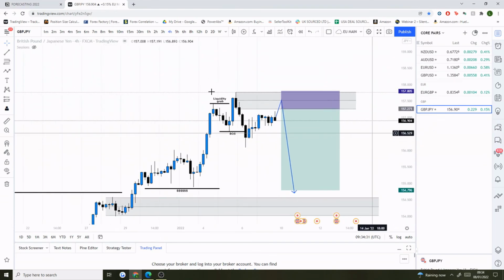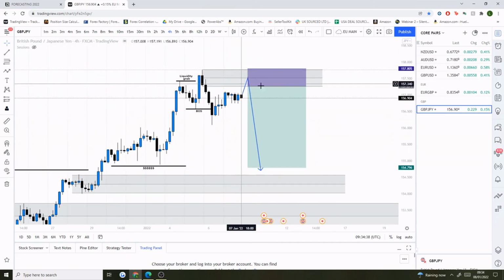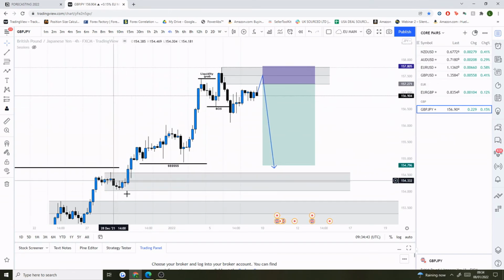So yeah, pound yen, I'm really liking this setup. I'll be looking to sell out of this area going into next week, and that's pretty much all I'm focused on pound yen. And then when we do get down here, I'll see how price is reacting.